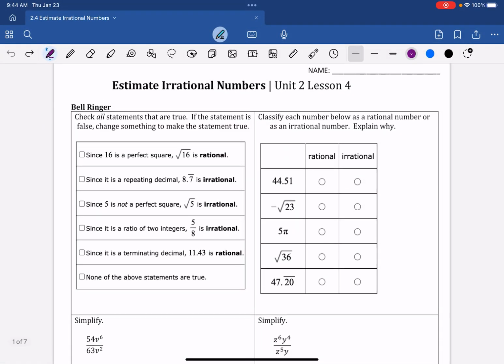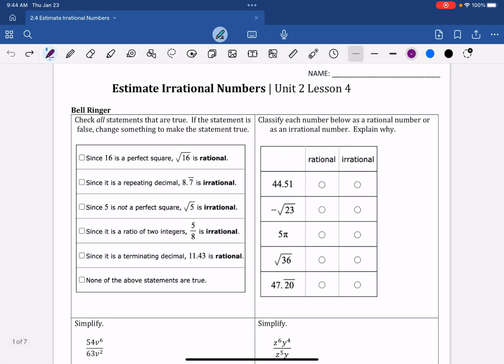This is Unit 2, Lesson 4, Estimating Irrational Numbers. We'll start with the bell ringer. The first one says check all statements that are true. If the statement is false, change something to make the statement true.